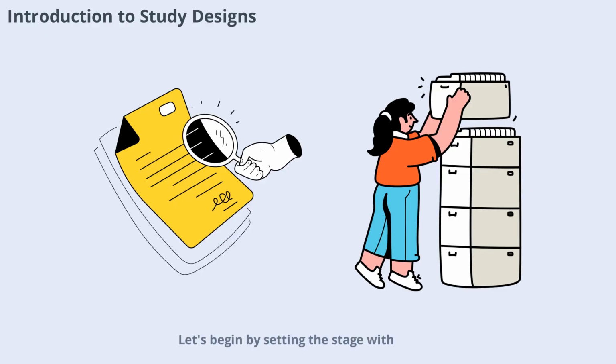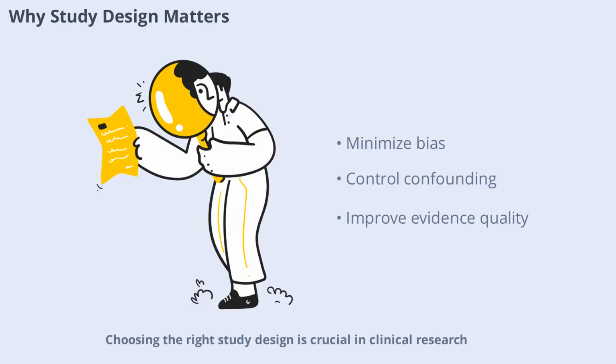Let's begin by setting the stage with why study design matters in clinical research, ensuring that the results we obtain are both reliable and meaningful for patient care. Choosing the right study design is crucial in clinical research. It determines how data is collected, analyzed, and interpreted. A well-chosen design can minimize bias, control for confounding variables, and provide strong evidence for or against a hypothesis. In contrast, a poorly chosen design can lead to misleading conclusions and wasted resources. Understanding the differences between cohort and case control studies helps researchers select the most appropriate approach for their research question, ultimately improving the quality of evidence in healthcare.